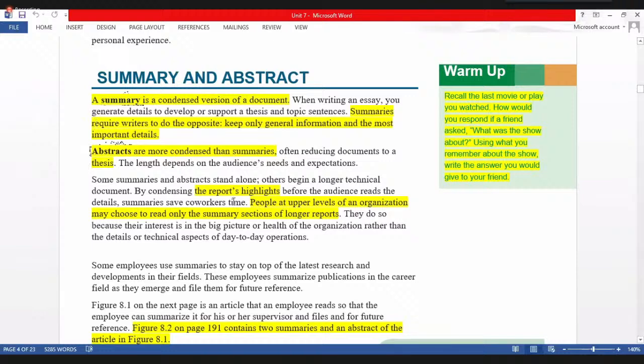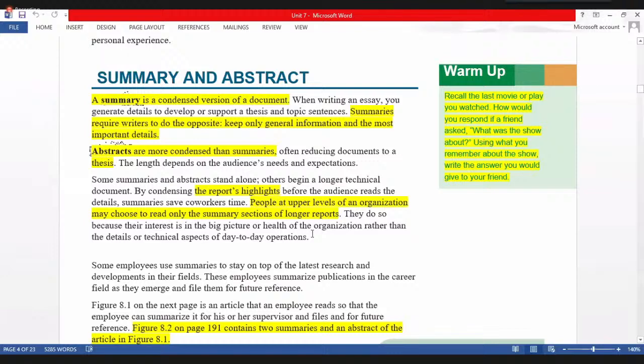Okay, now the report's highlights. So here, by condensing report highlights. Now see, if you are going to write a summary of any report, then you have to write the general information given in the report and the most important details. You have to avoid ordinary details. Only the most important details and all the general information you have to mention.